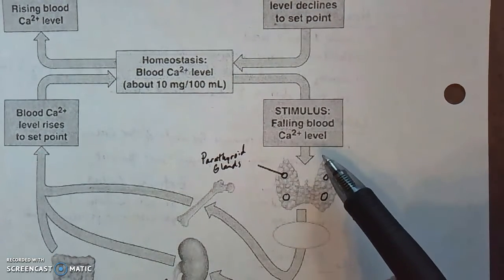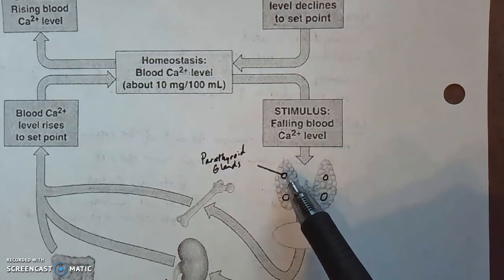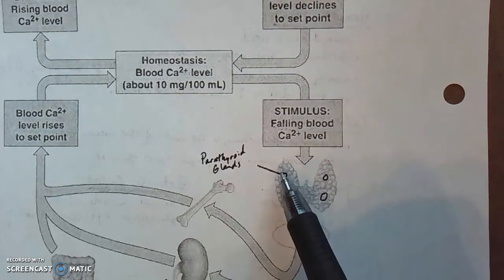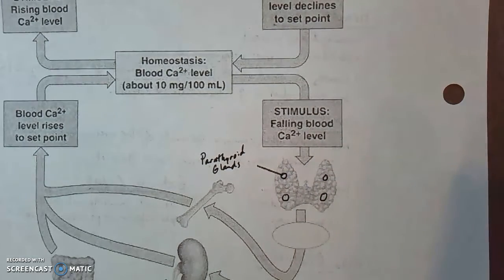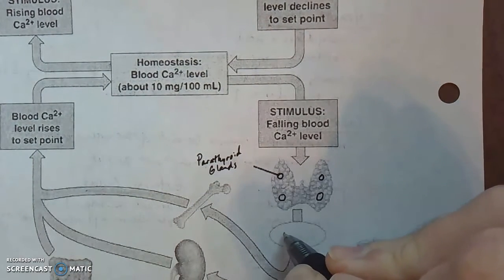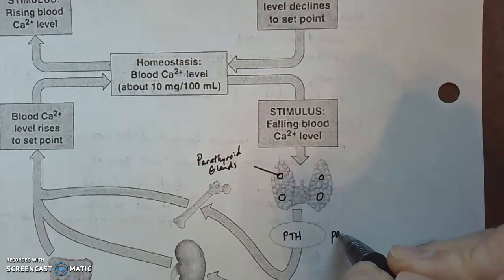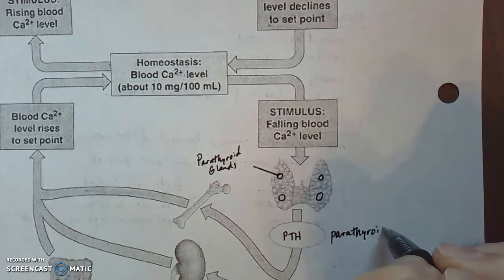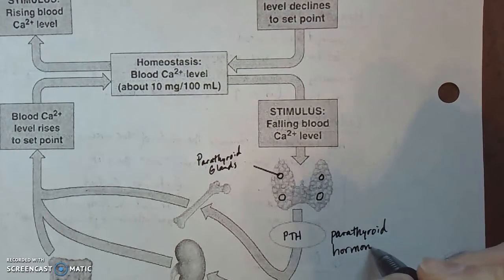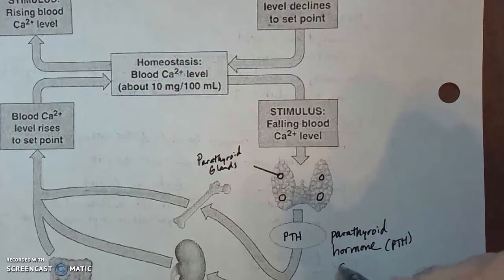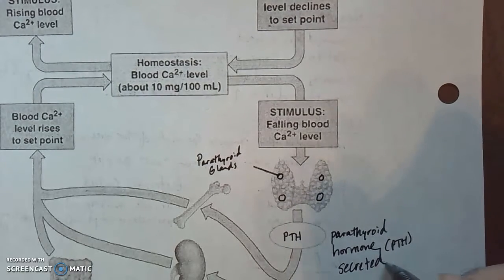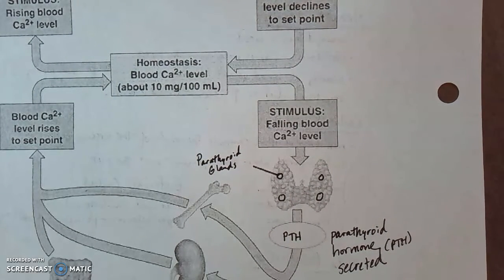If we have falling blood calcium levels, we have something that's monitoring this, and the parathyroid glands are stimulated, and we end up secreting something called PTH, parathyroid hormone. That is released into the blood and goes to all parts of your body, but it's going to focus on three different target tissues.